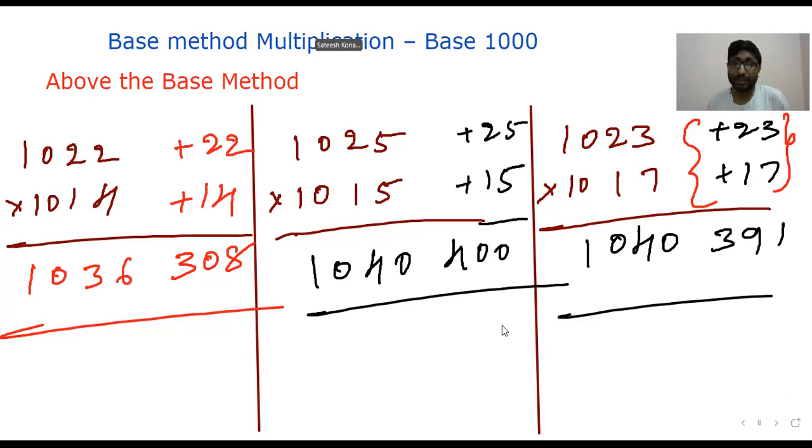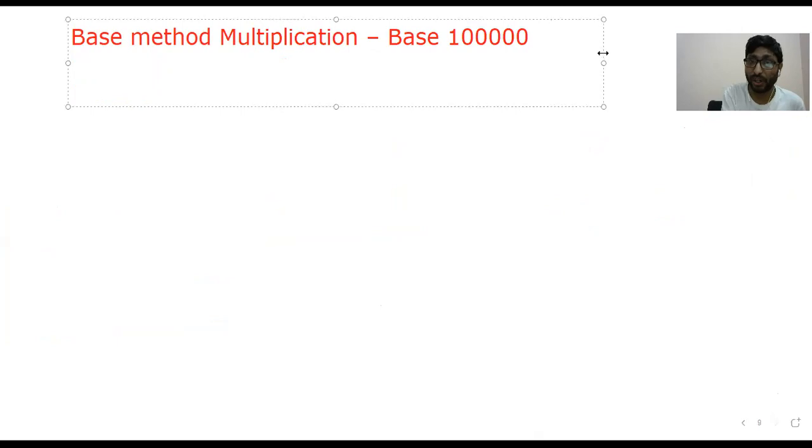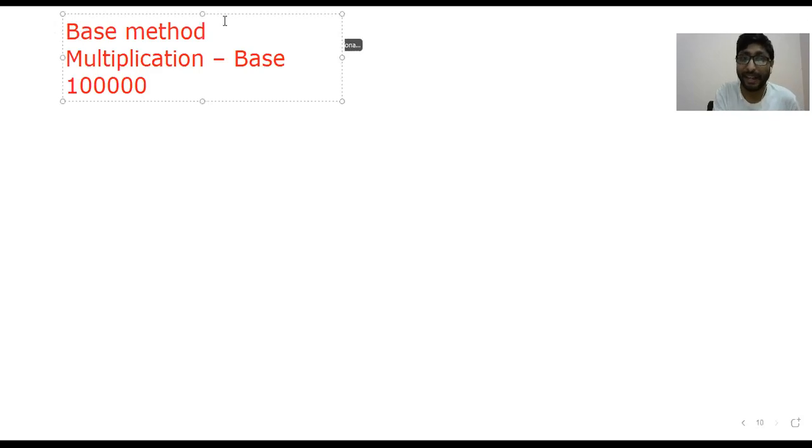So let's move on to the third concept of the base method, 1 lakh. Here I won't go for many examples. I'll go for 6 examples and I'll wind up this session. I hope you understand how to work out this concept clearly. I hope you are well. If you are not fine, I'll clear your doubts in the live webinar.